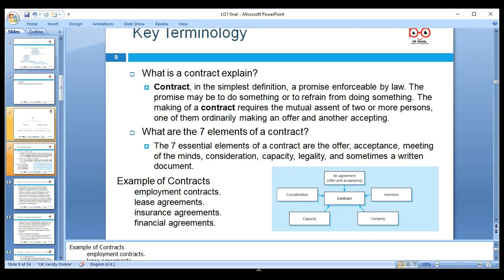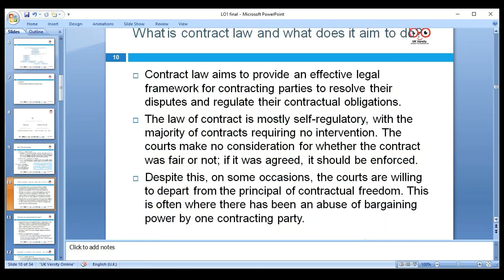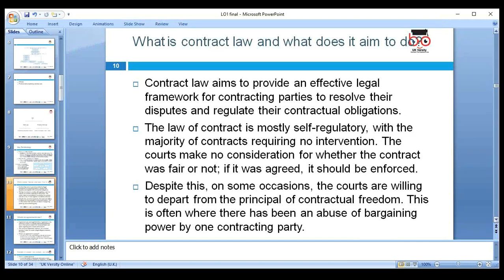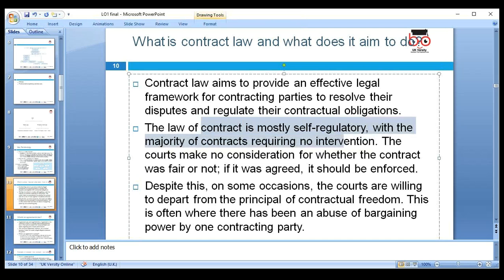So, certainty. Will anything do? It can't be something uncertain. So these always need to be looked at and put in the contract. Intention: it is always a legal intention. By law, you have to follow it. Examples of contracts: employment contract, lease contract, insurance contract, financial contract, financial services contract. Contract law aims to provide an effective legal framework. It is self-regulatory, and all the clauses need to be clear.